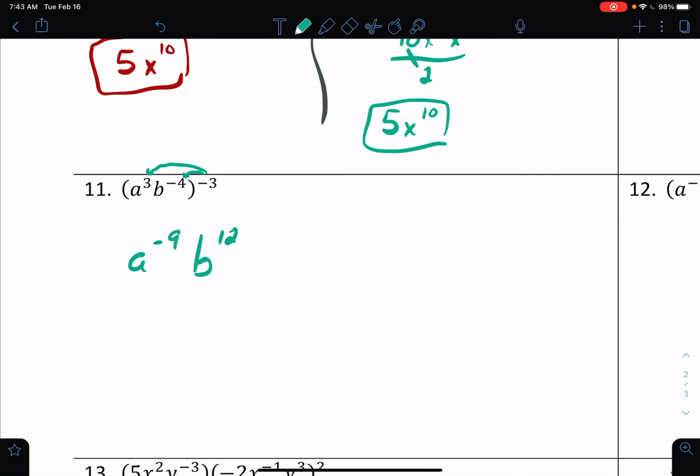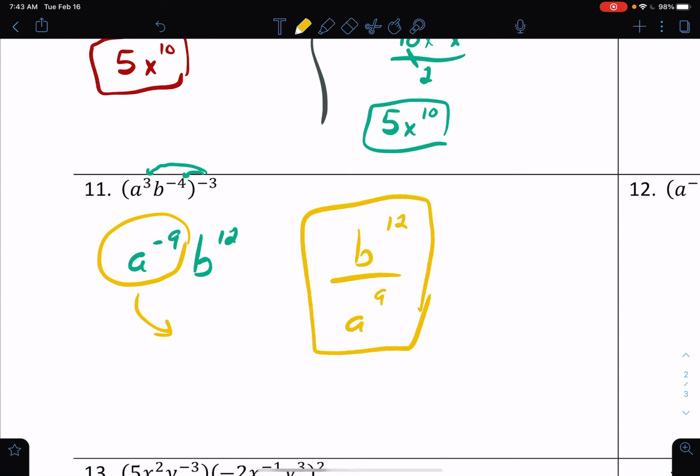So we're close to being done, but we see this a to the negative 9th. We've got to throw that to the bottom. So my final answer is going to be b to the 12th, which can stay on top because that's already a positive exponent, all over a to the 9th. That negative 9 as an exponent, I've got to throw it to the bottom in order to make it become positive.